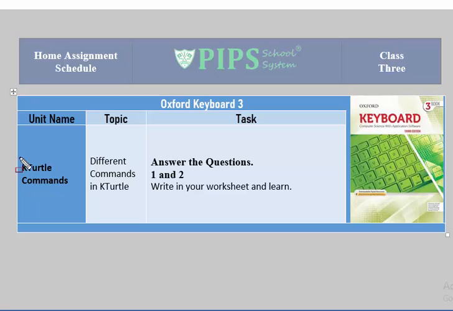Today we will start chapter number 4 Kturtle commands. In this chapter we will learn about the commands in detail like turn left, turn right, clear, reset, direction and many more.